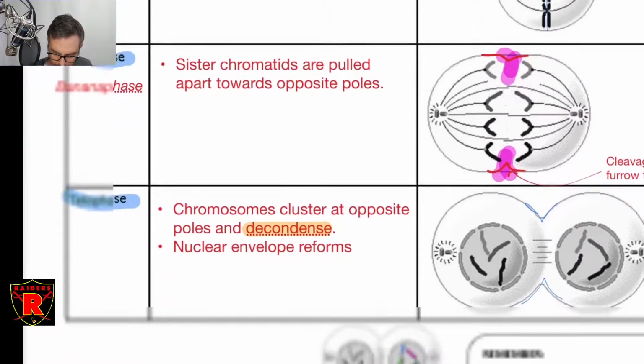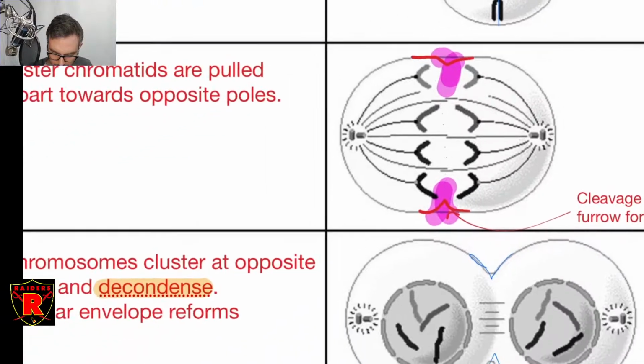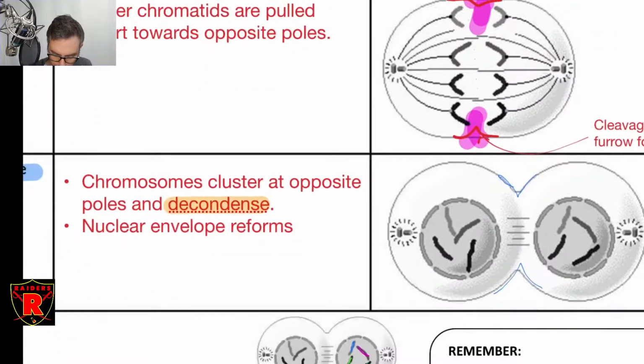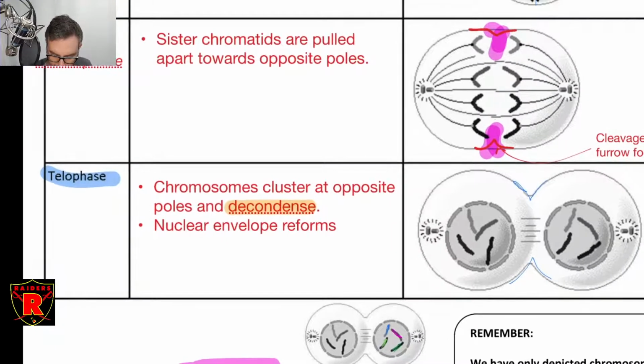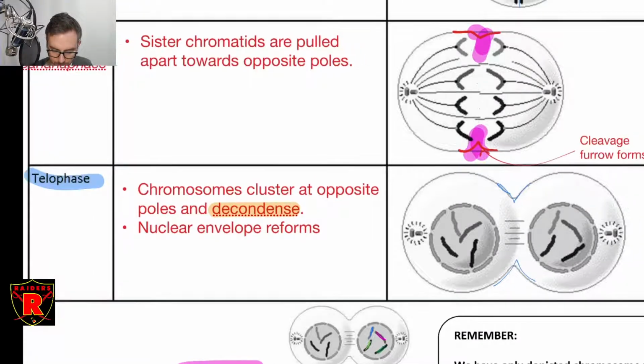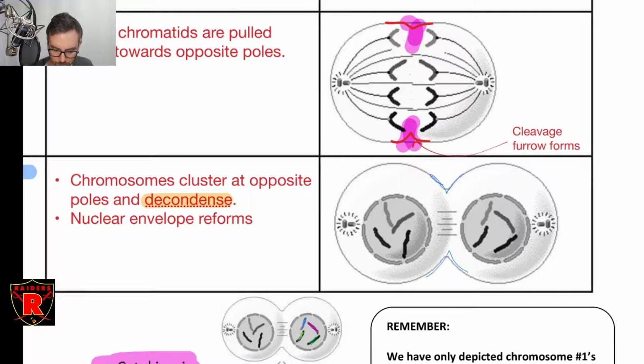So that's anaphase. In anaphase, you have the beginning of the cleavage furrow and the chromatids being pulled apart. And then telophase, which is the last part of mitosis before actual cytokinesis occurs, before the cells actually separate. The chromosomes are going to cluster at the opposite poles. They will decondense and go back into their chromatin form. That's their spaghetti form, where they're just kind of laid out. And the nuclear envelope is going to reform around them, placing them in a safe and secure nucleus.